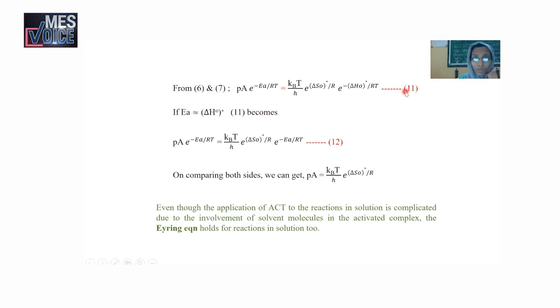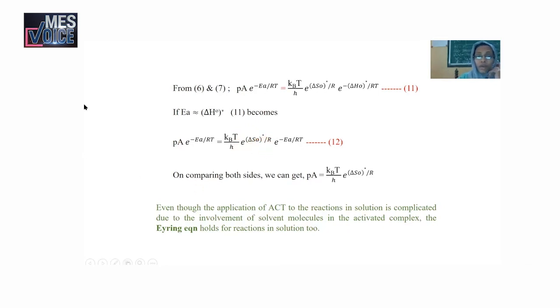And then this equation 11 becomes PA into e raised to minus EA by RT is equal to KBT by h e raised to delta S0 star by R into e raised to minus EA by RT. These two exponential terms are equal, and so PA is equal to the remaining factor. P is the orientation factor or probability factor, and A is the Arrhenius pre-exponential factor. The product of P and A is equal to KBT by h e raised to delta S0 star by R.